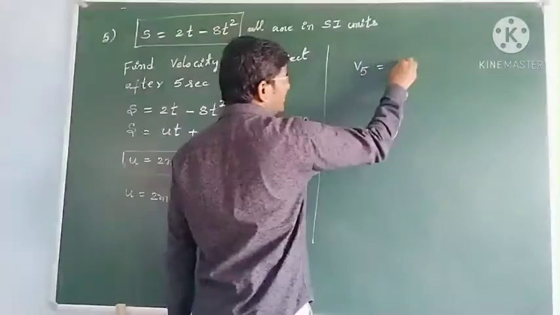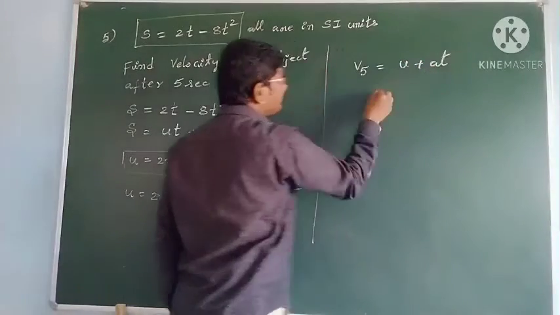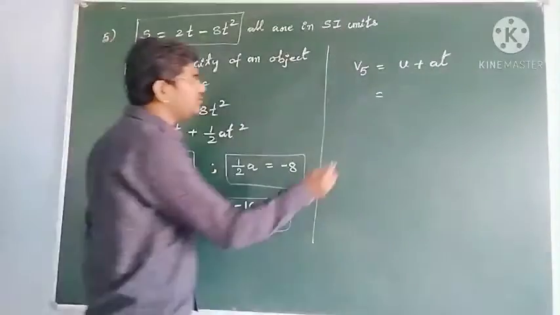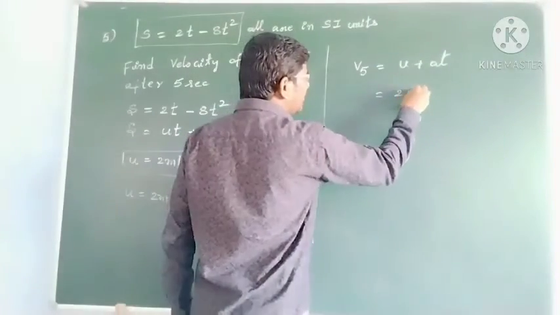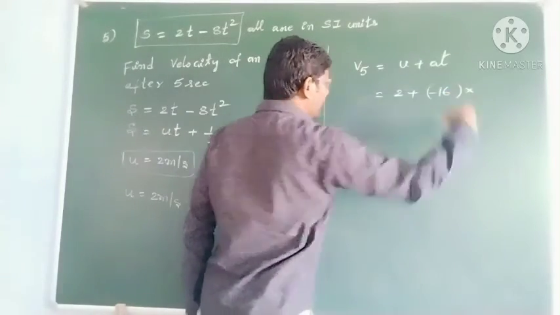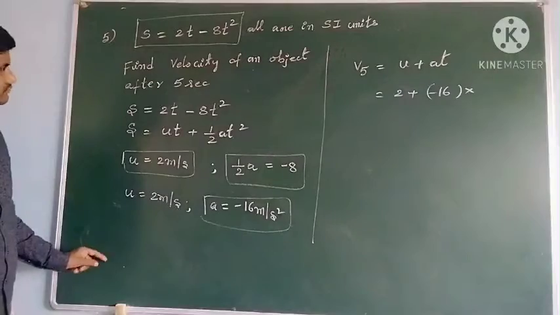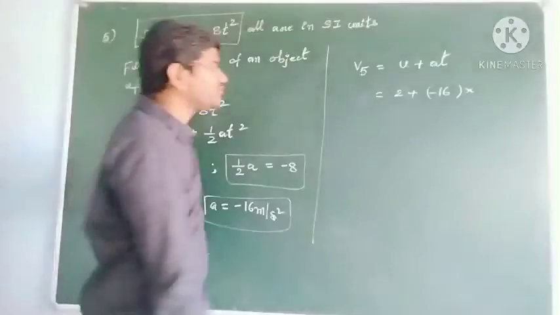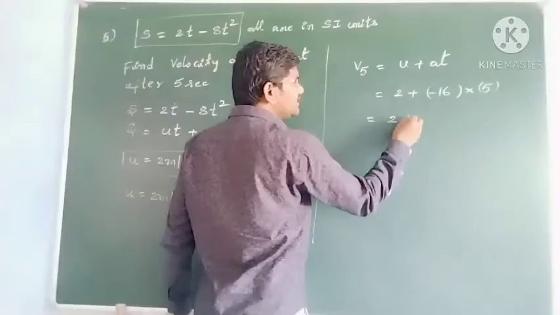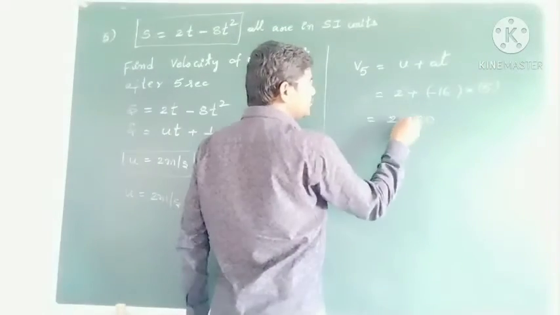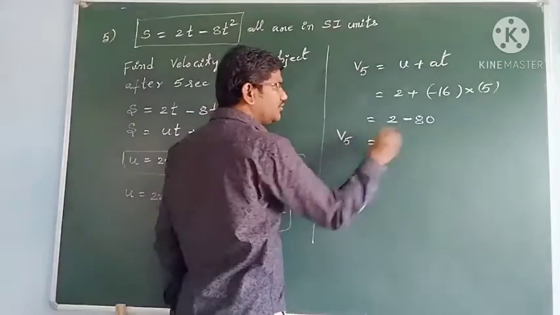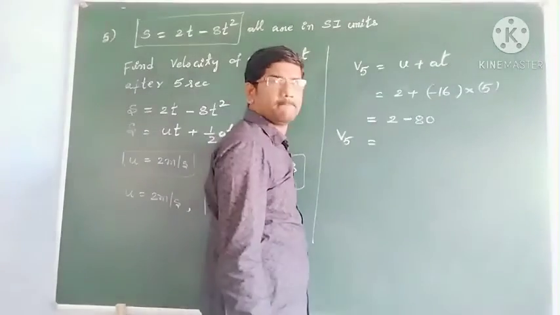v5 is equal to, what is the formula we have? u plus at. And u we got as 2 meters per second by comparing the equations. u is equal to 2 and plus a value minus 16, so it is retarding. The time is given, so find velocity after 5 seconds. Then 2 plus 16 into 5 is 80, so v5 is equal to 2 minus 80.